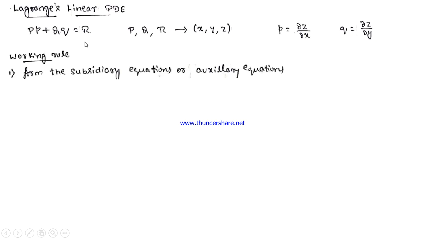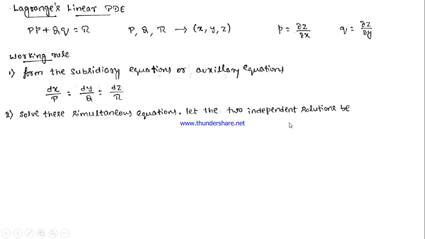First step: write the subsidiary equations or auxiliary equations, and these are given by these three ratios: dx by P equal to dy by Q equal to dz by R. Now solve these simultaneous equations to have two independent solutions, u of x, y, z equal to c1 and v of x, y, z equal to c2. So keep this in mind, two independent solutions.